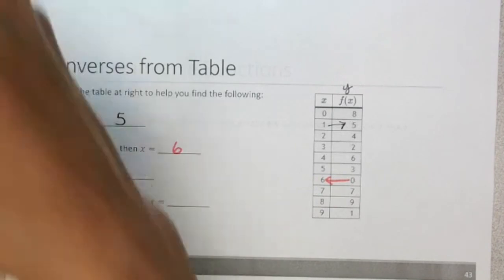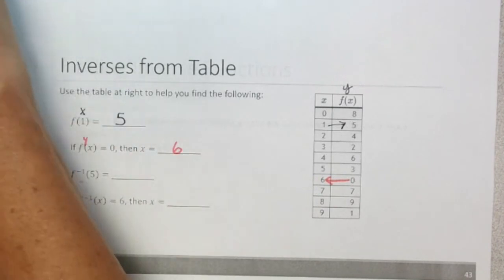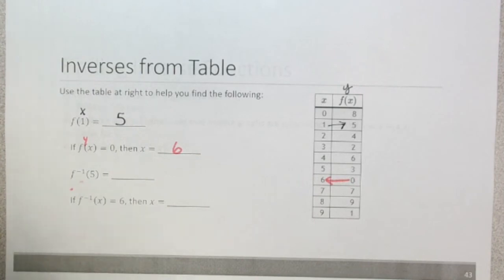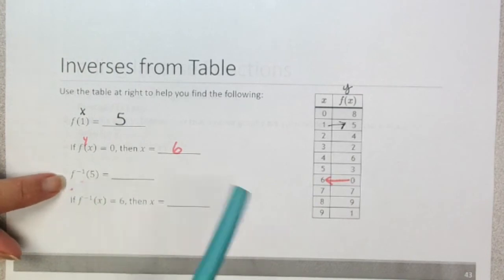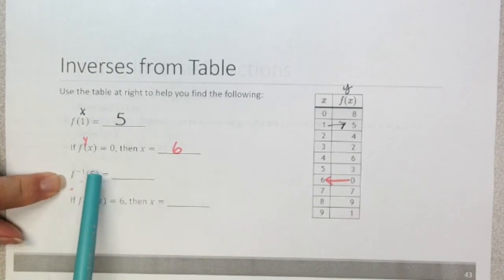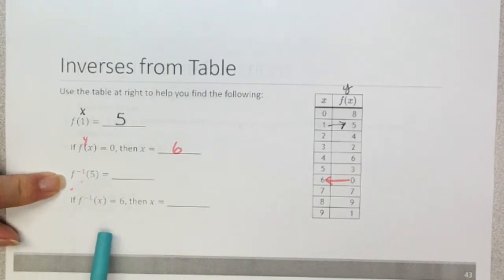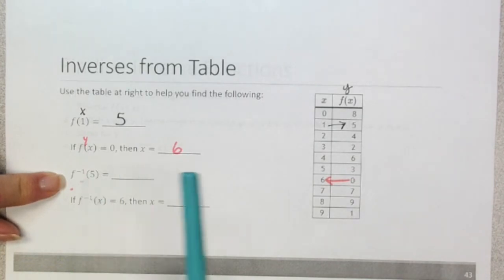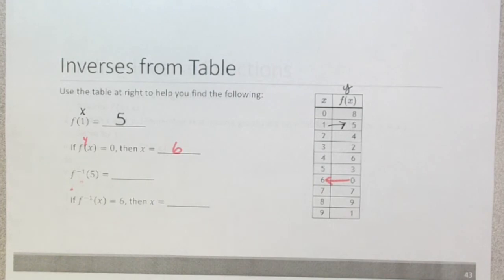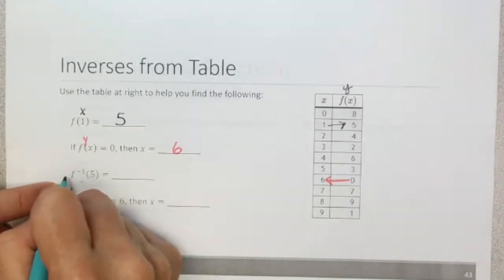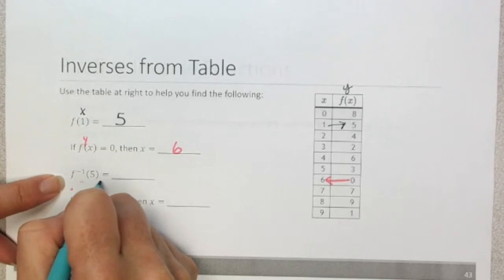Okay, that's not too bad, but now we start thinking about the inverse function, all right? So we've got to be very careful here. Think about the definition of the inverse function, right? Here we want to find the inverse of f of 5, right? So what is this saying here? Is this saying find f of 5? No. It's saying find the inverse of f of 5. So what does that mean? That means f negative 1 of 5, or the inverse of f of 5.